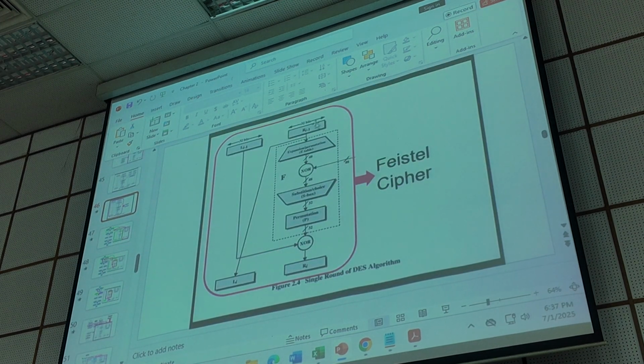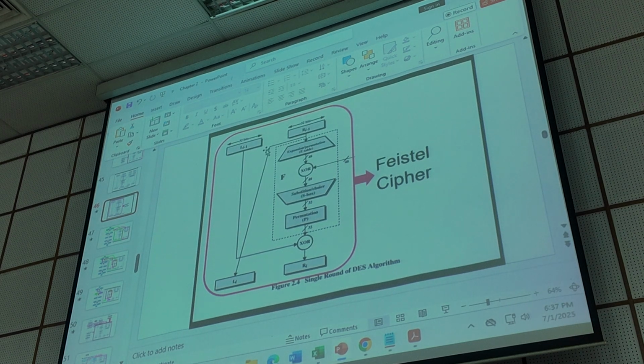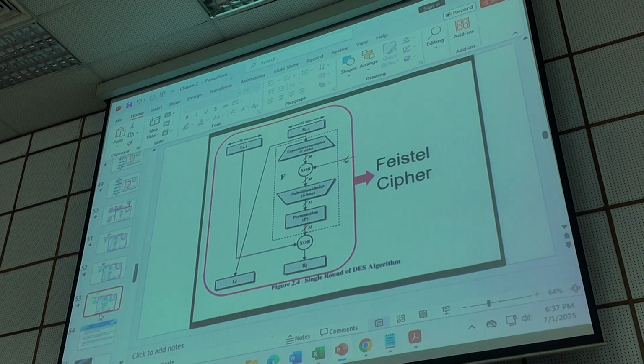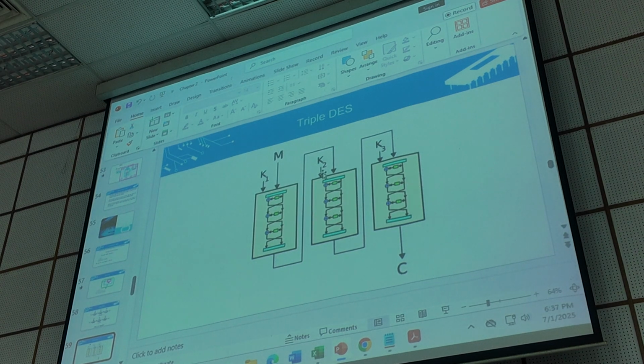Okay, DES is also known as a process. 3DES means that there are 3 processes. 1, 2, 3. 3DES. Why increase the number of rounds?